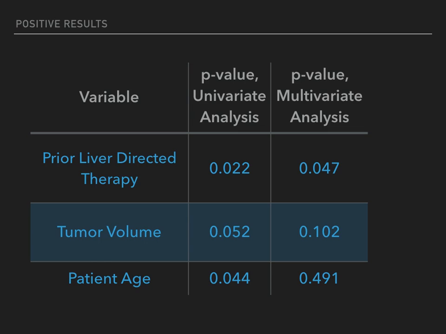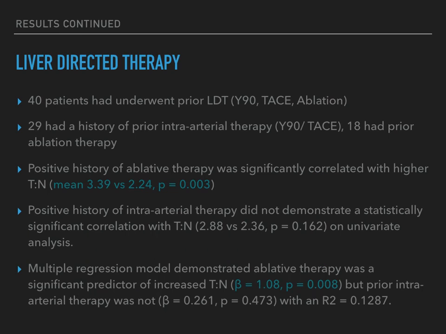Patient age was negatively correlated with T to N ratio on univariate analysis. However, on multivariate analysis, it demonstrated non-significance. This is likely on the basis of collinearity of other variables.